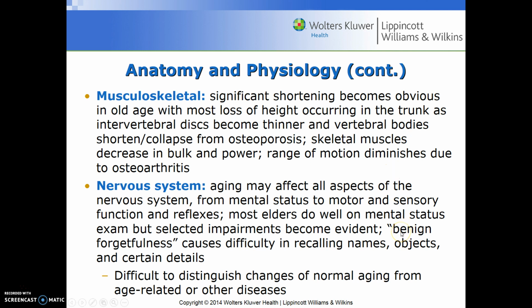Nervous system, this is interesting. Aging may affect all aspects of the nervous system, from mental status to motor and sensory function and reflexes. Most elderly people do well on the mental status exam, but selective impairments become evident, like benign forgetfulness, which causes difficulty in recalling names, objects, certain details. So sometimes it's difficult to distinguish changes from normal aging from age-related disease.